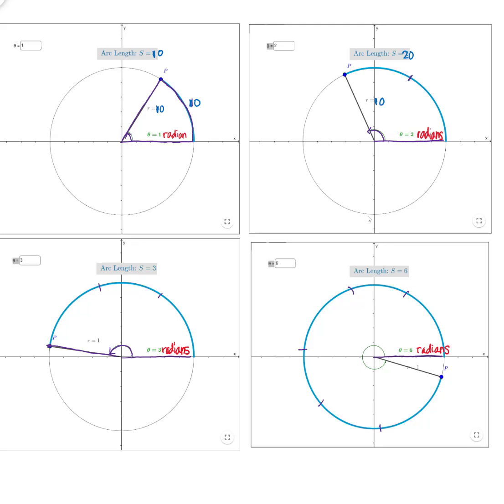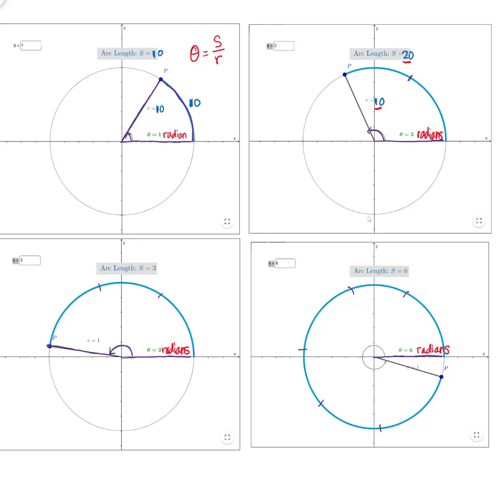Well, there's a formula that we can use. Theta is equal to S over R, where S is the arc length and R is the radius. And you can see that works for all of these. For the second one, we have 20 as S divided by 10 gives us 2 radians for the measure of that angle.